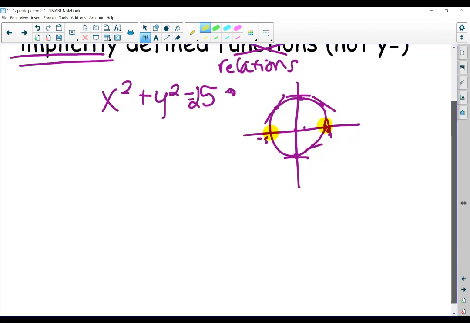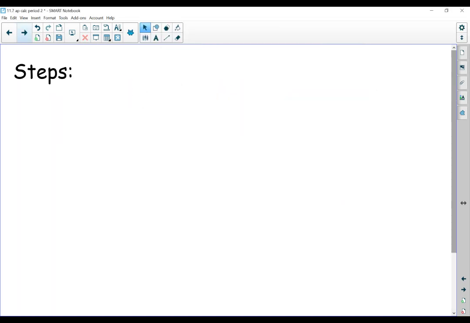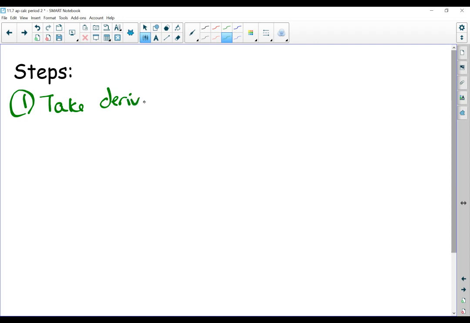But what we would do here for our steps is, I don't know why this keeps popping up to you. Okay, so the steps to using this process. Step 1, take the derivative with respect to x from left to right.